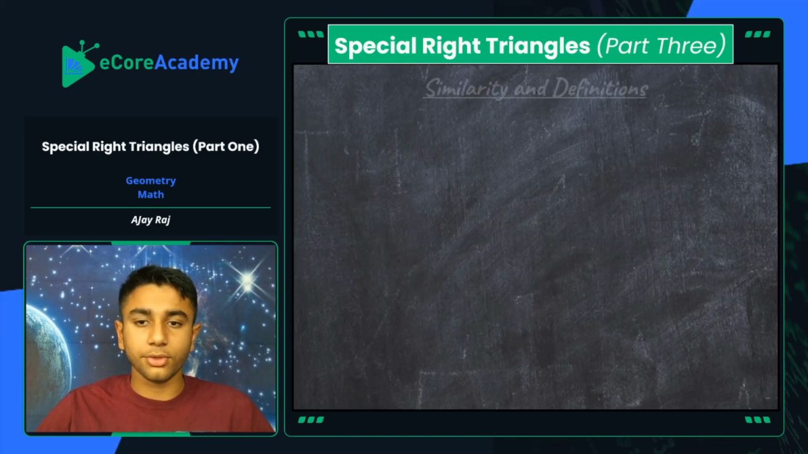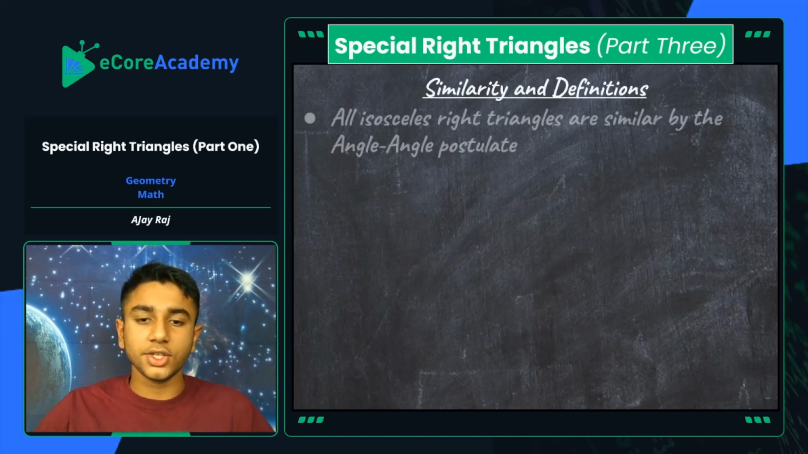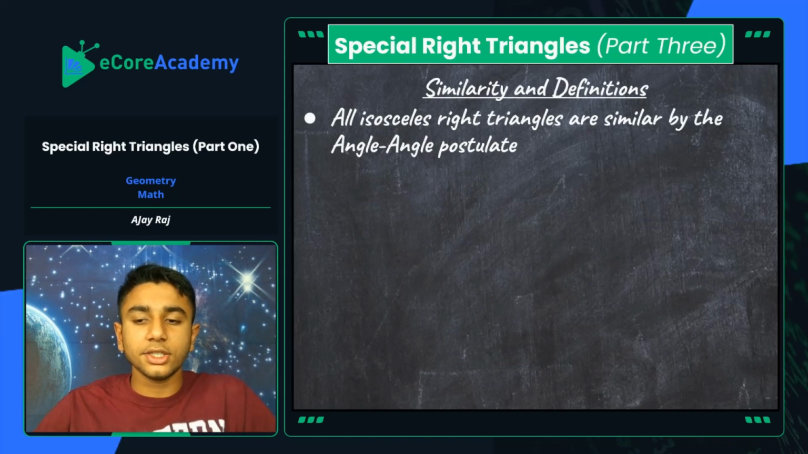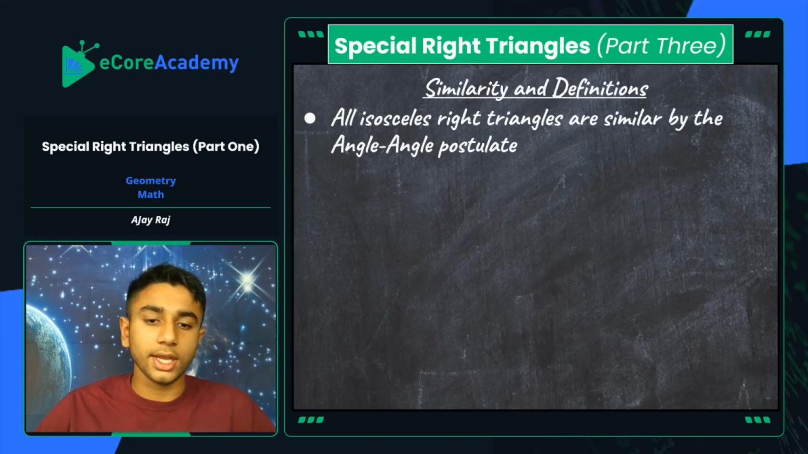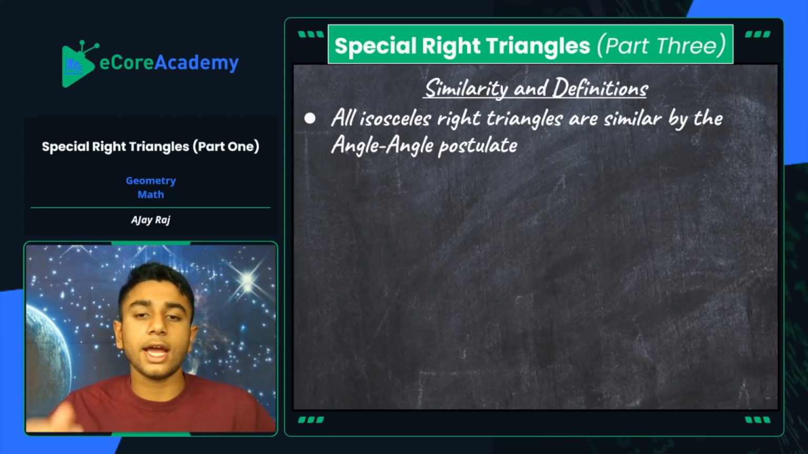Special right triangles, part 3: similarity and definitions. So all isosceles right triangles, which are triangles that have two sides of the same length, are similar by the angle postulate. Because all right triangles have 90 degrees, they're going to have 90-degree angles that are equivalent as well. And then you just need one other angle in that given triangle to have three angles that are congruent.